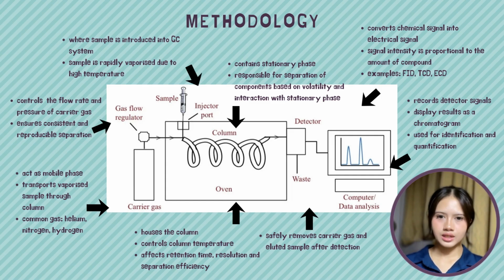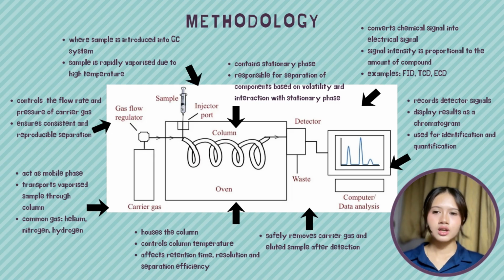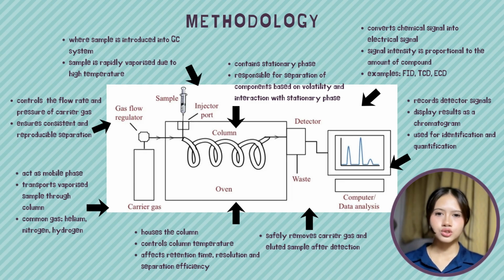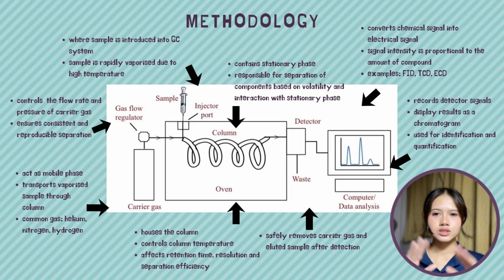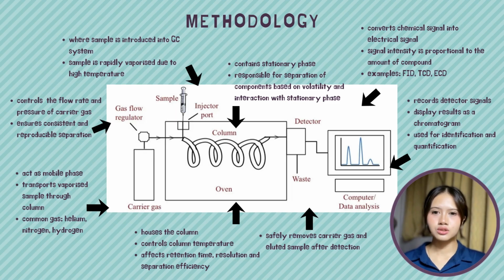Everything begins with the carrier gas, which acts as our mobile phase. Commonly, we use inert gas like helium, nitrogen, or hydrogen to transport the vaporized sample through the system. To ensure the results are consistent and reproducible, we use a gas flow regulator to strictly control the flow rate and also pressure. Next, the sample enters through the injector port. This is where the sample is introduced into the GC system. Because this area is kept at a high temperature, the sample is rapidly vaporized so it can begin its journey through the column.